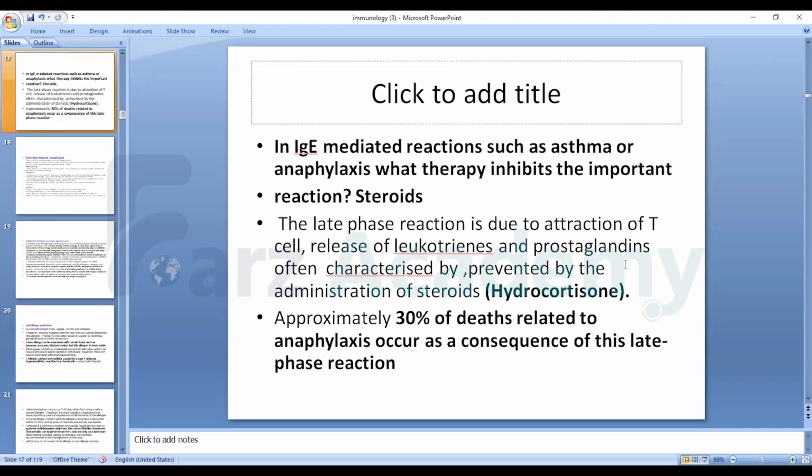In an IgE mediated reaction such as asthma or anaphylaxis, what therapy inhibits the late reaction? Steroids. The late phase reaction is due to attraction of T cells and release of leukotrienes and prostaglandins, and it is prevented by administration of hydrocortisone. Approximately 30% of the deaths related to anaphylaxis occur as a consequence of this late phase reaction.